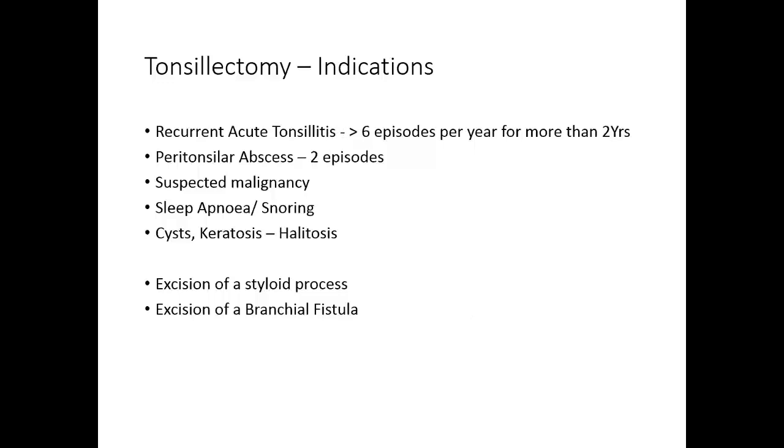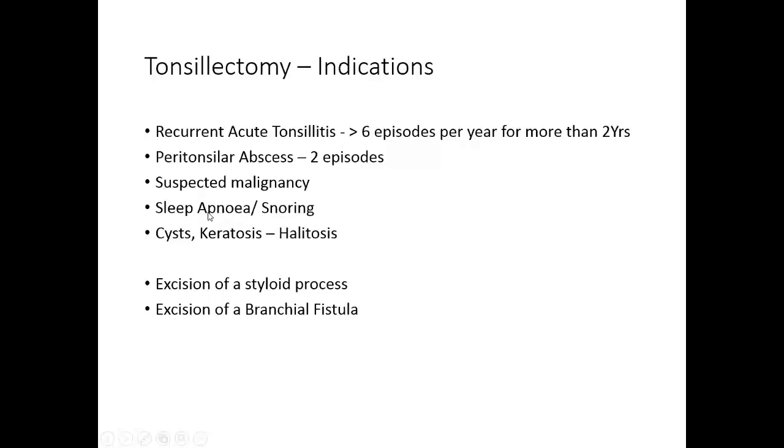If they have more than 6 episodes of tonsillitis a year, each episode confirmed by a GP at least, for more than 2 years, then it's justified to do a tonsillectomy. If they have had 2 episodes of peritonsillar abscess, then we remove the tonsil. For suspected malignancy, if there's irregular growth or a lateral enlargement, then we suspect malignancy, and we remove the entire tonsil and send it for histology.